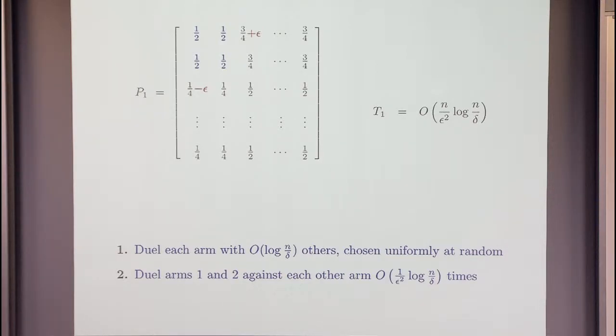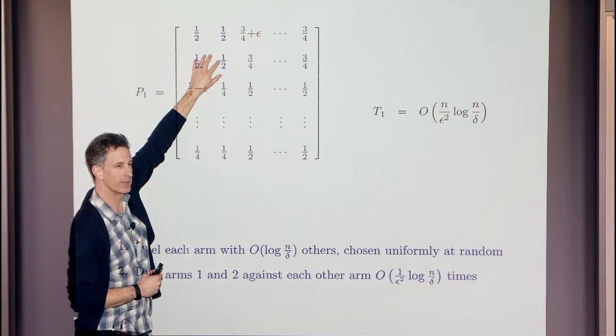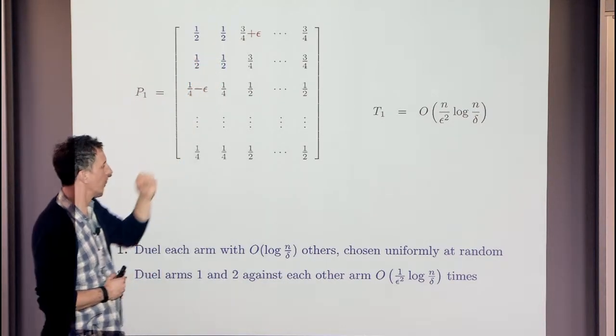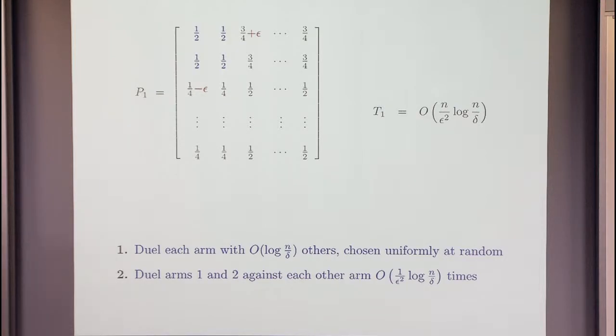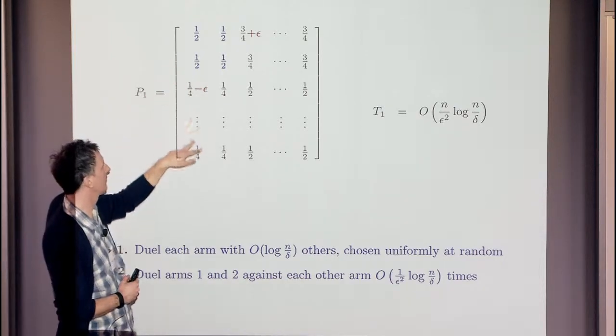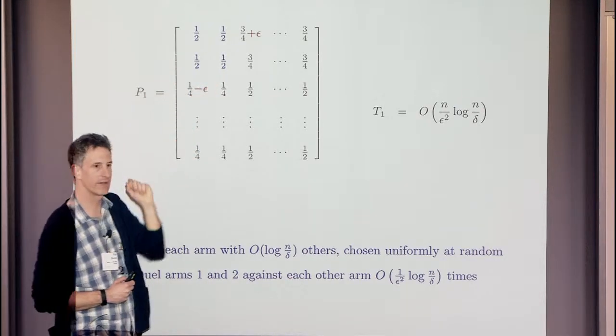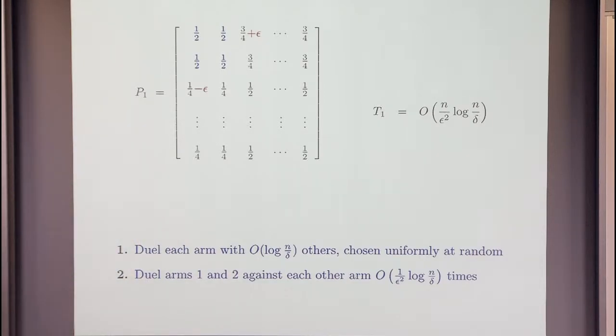You do a small number of random duels, and you can home in on these two arms as the only real contenders. Once you found that out, you know that these two arms correspond to these columns. You just don't know where the 3/4 plus epsilon is. Is it arm 3? Is it arm 4? And so on and so forth.